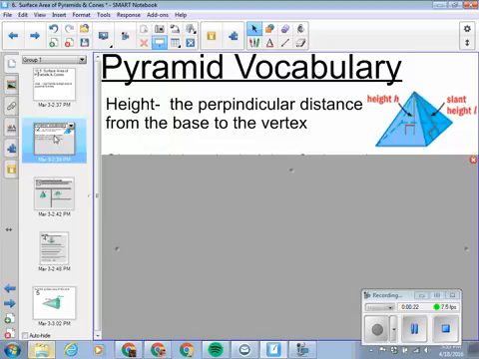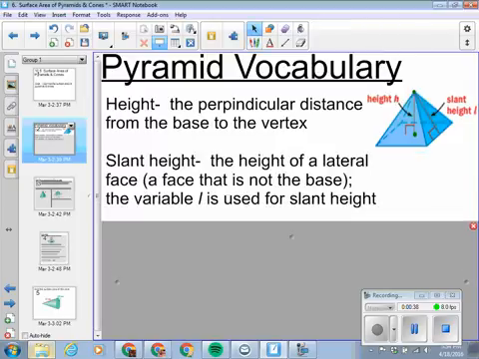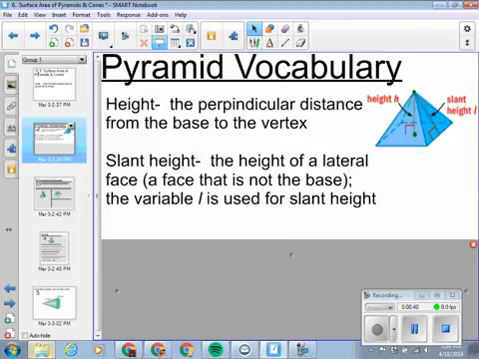Remember, in a pyramid, we've got any shaped base we want with several triangle faces. So the height of the pyramid goes from the base of the pyramid to the vertex at the very top. And the slant height is the height of the lateral face, or a face that is not the base. We use a cursive or italicized L to represent slant height.